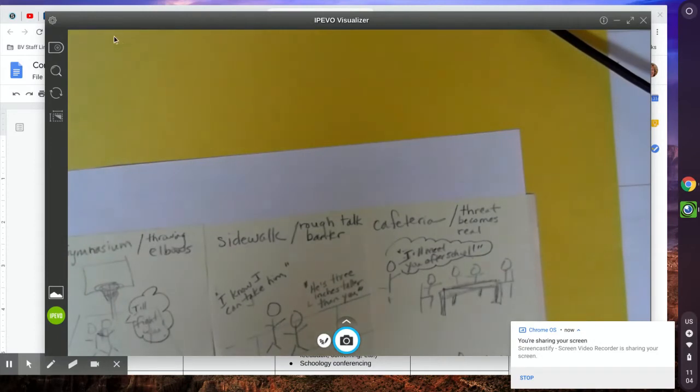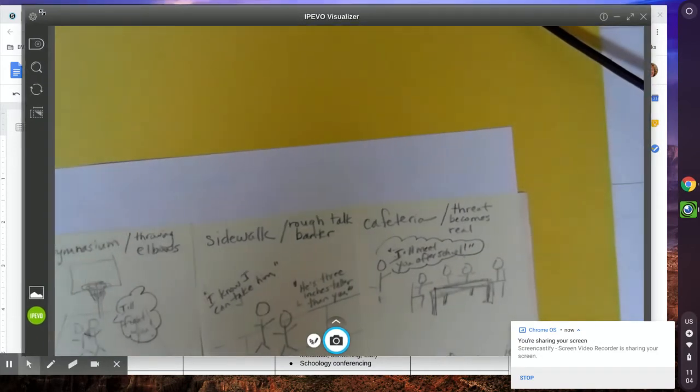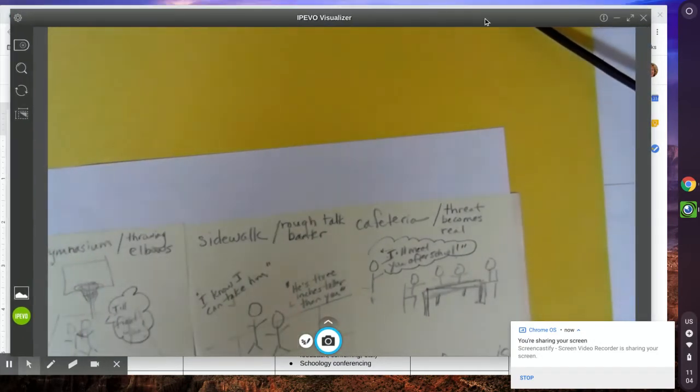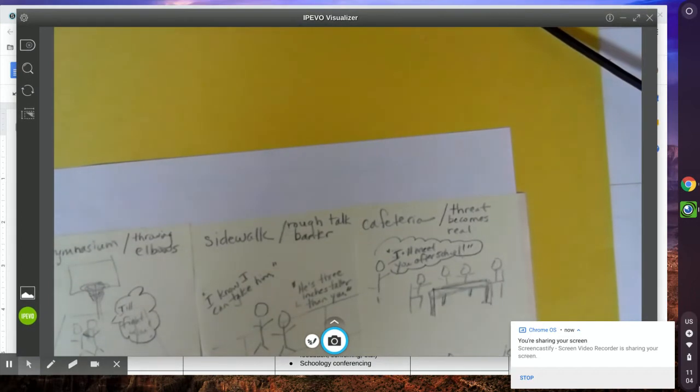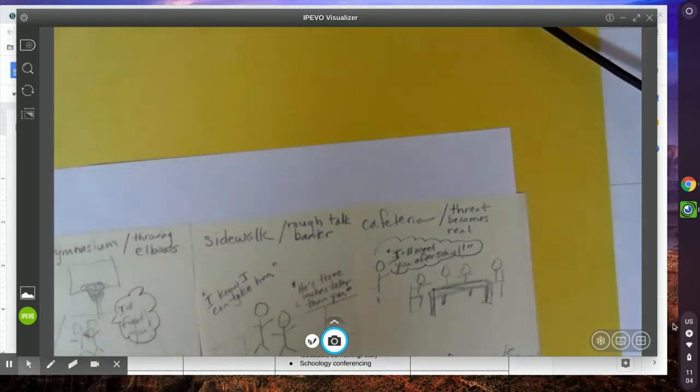And let me get the page just a little larger here. Okay, we'll click that out of the way.